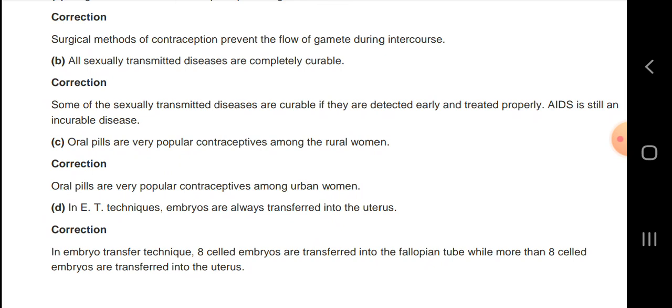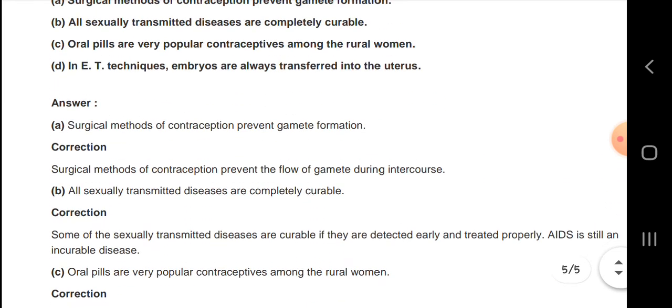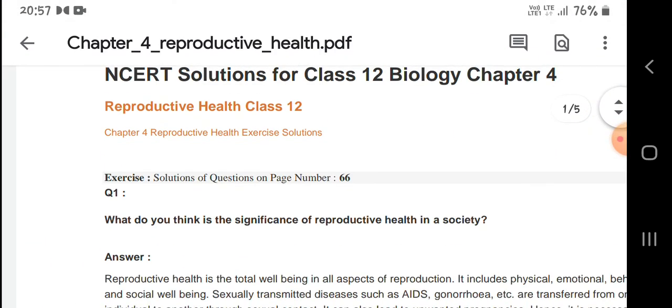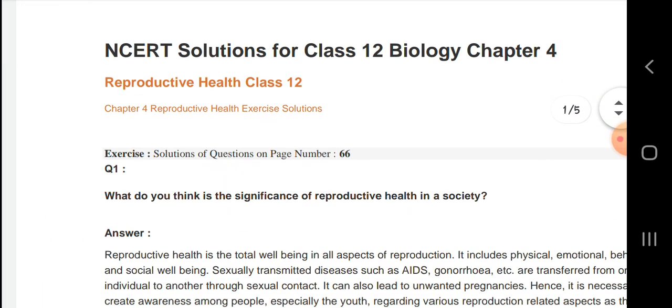In ET techniques, embryos are always transferred into the uterus. In the embryo transfer technique, 8-celled embryos are transferred into a fallopian tube, while more than 8-celled embryos are transferred into the uterus.